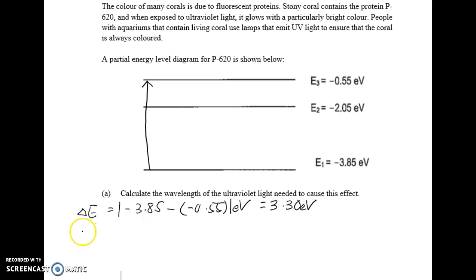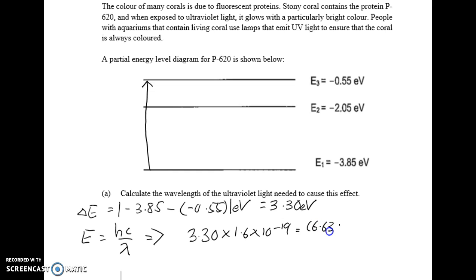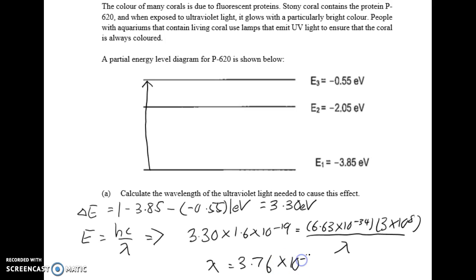And you need to find the wavelength. So this is E equals hc over lambda. When you are using this equation, the energy you must change to joule. Okay, then only you substitute the h. You put in the speed of light over lambda. And the answer that you have, according to my calculation, is 3.76 times 10 to the minus 7 meter. So this is the answer for the ultraviolet light.